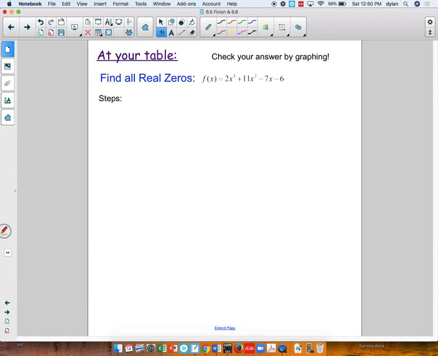So if we want to find all the real zeros of this function, 2x cubed plus 11x squared minus 7x minus 6, we're going to go through the different steps to do this. So the first step, step 1, is find all possible zeros. And that's using plus or minus p over q.